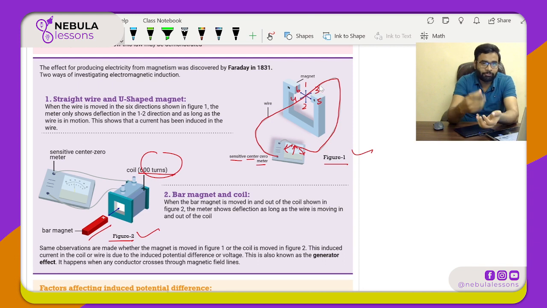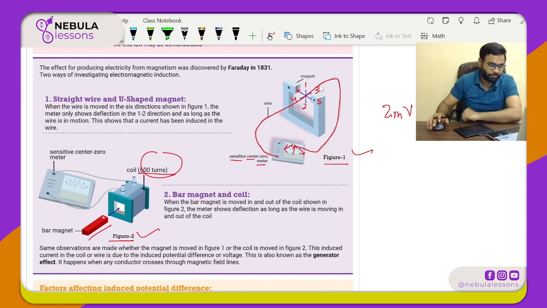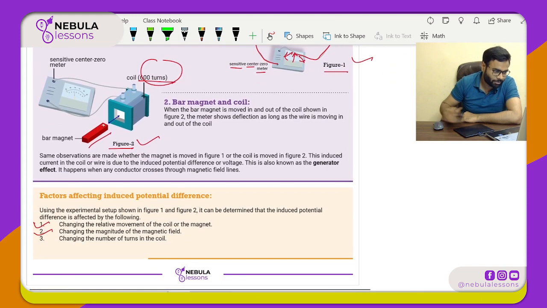So let's assume one loop is generating just 2 millivolts. If there will be 10 loops, they'll be generating 2 millivolts times 10. If there are 100 loops, they'll be generating 100 times as much. So if you increase the number of turns in the coil, you are increasing the magnitude of induced potential difference. So this is the third factor which affects the magnitude of induced potential difference, increasing the number of turns in the coil. So let's summarize.